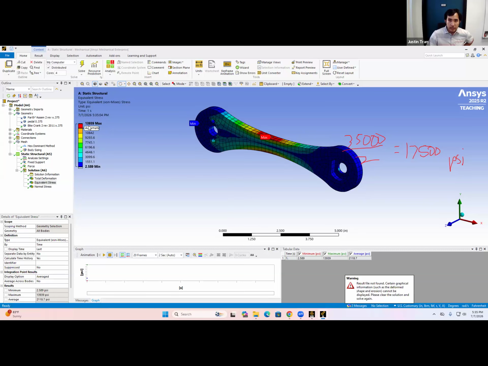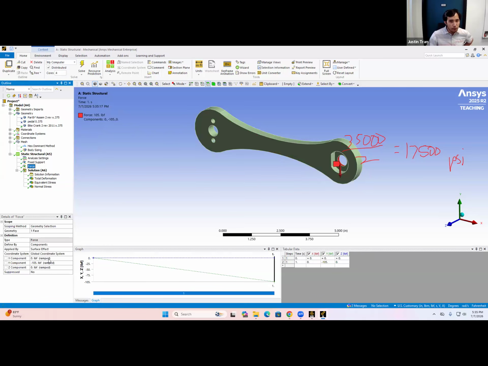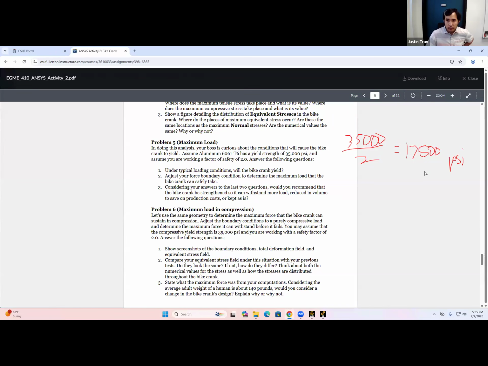And so you can see here by increasing the amount of force, we've slightly increased the stress as well. We went from about 13,275 to almost 14,000 psi. So there is an ideal force here which gets you right up until 17,500. I want you guys to find out what that force is.